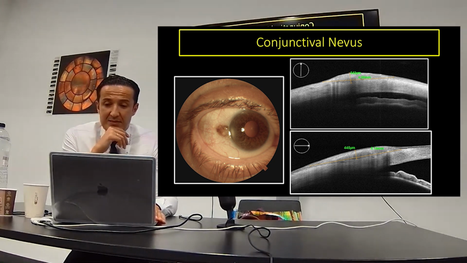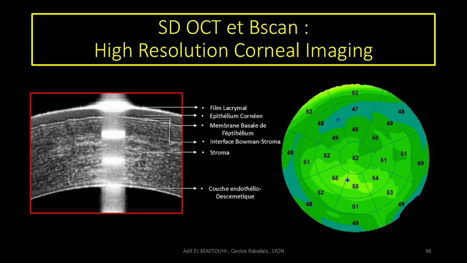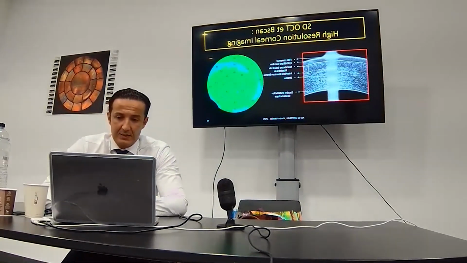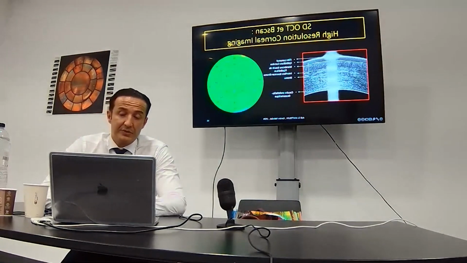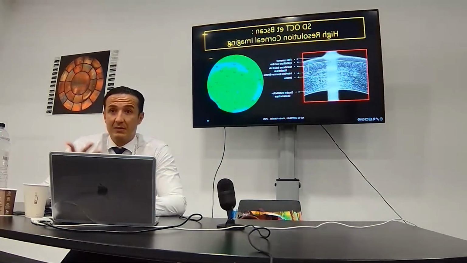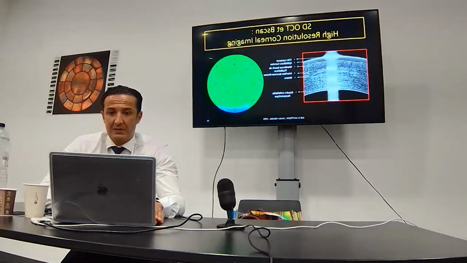You can analyze some conjunctival lesion, in this case of nevus. You can measure the nevus. And you can have a very high resolution of the cornea with 5 microns. It's easy to identify the epithelium and the basal membrane of the epithelium in order to generate epithelium mapping. And now we have an epithelium mapping of 10 millimeters.